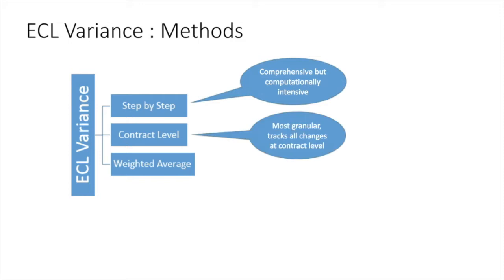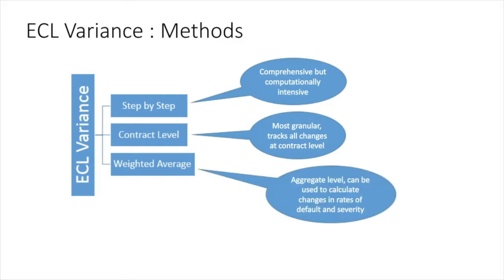In addition, we have the contract level method, which is the most granular mathematical attribution that we can perform because it tracks all the changes in the ECL at a contract level. We also have the weighted average method, which is a more aggregate level methodology that can be used to calculate changes in the rate of default and severity, but not at a contract level, but rather at an aggregated segment, product, or business, or even at a portfolio level. So I'll be going over these three methods in the rest of my talk.